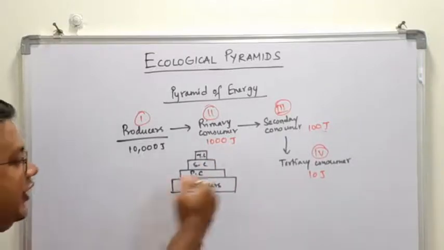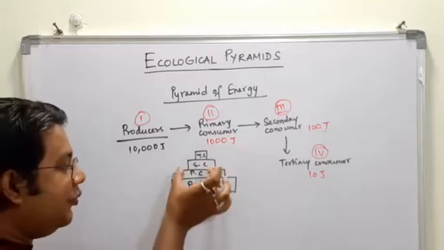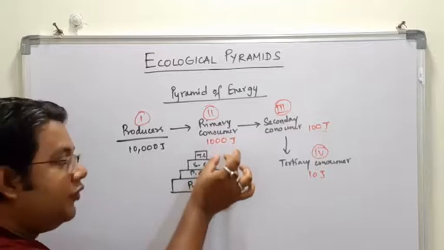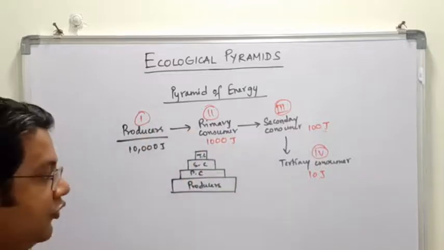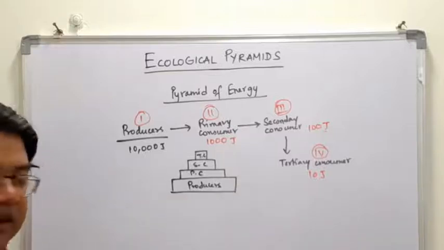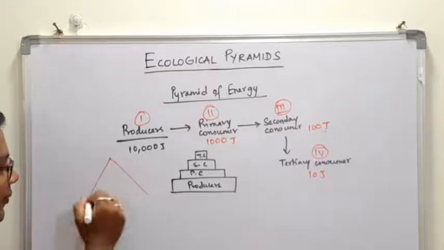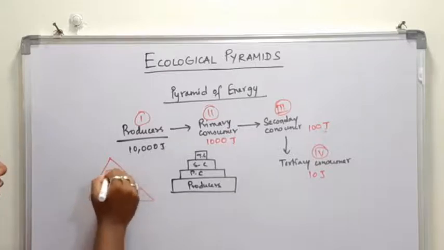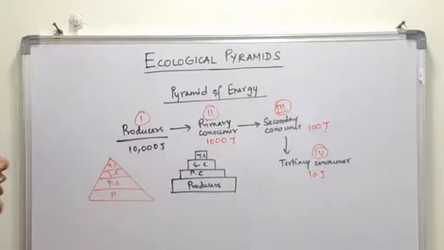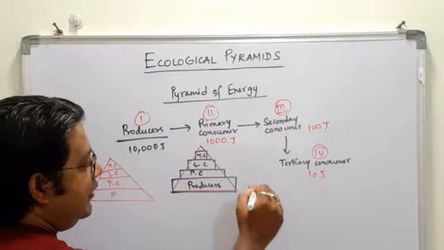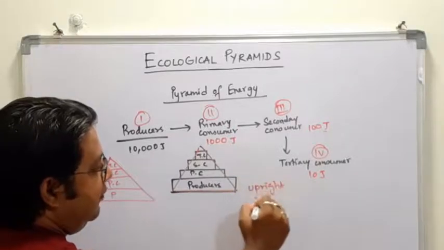Okay, so this will decrease by 10%. Only 10% will be present over here. 10% of this will be present over here. 10% of this will be present in the tertiary consumer. So is this an upright pyramid, or an inverted pyramid? Obviously, this is an upright pyramid where the producers have the maximum, then the primary consumer, then the secondary consumer, and last we have the tertiary consumer. So this type of pyramid, the pyramid of energy, is an upright pyramid.